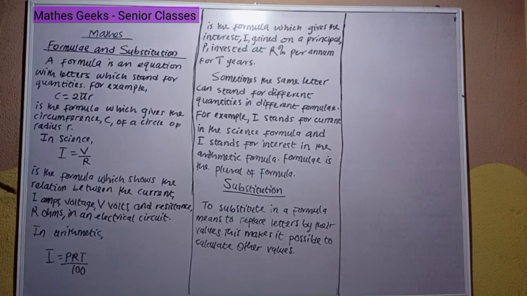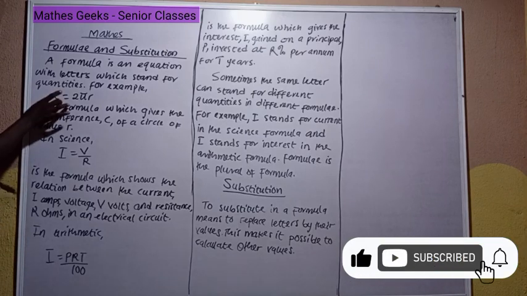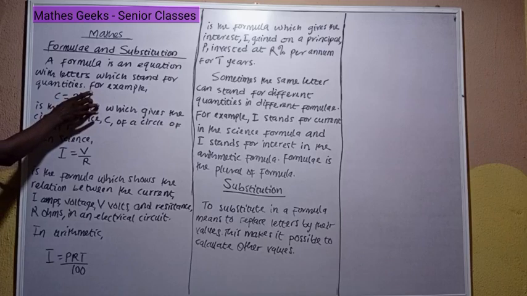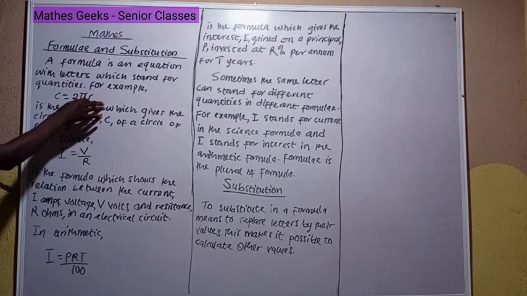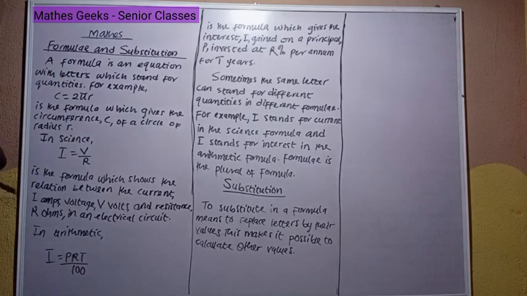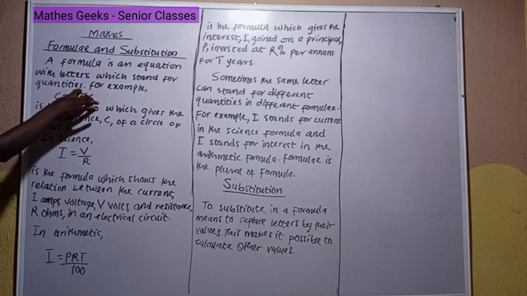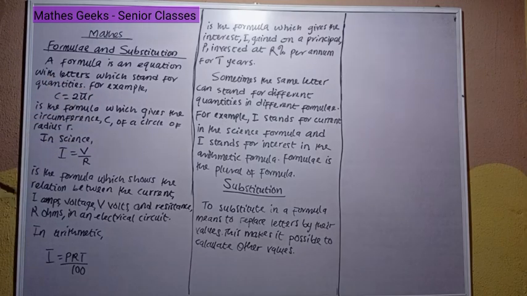So for example, C is equal to 2 pi r is the formula which gives the circumference C of a circle of radius r. So this means that the formula for the circumference of a circle is 2 pi r. This formula gives the value of the circumference, so pi and radius are related. So this relationship gives us, by the time we put in the values of pi and r, we'll be able to get the value of C, which is the circumference of the circle. And the circumference of the circle means the distance or perimeter around a circle.